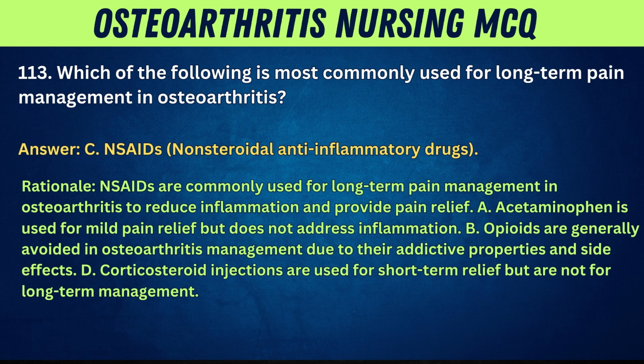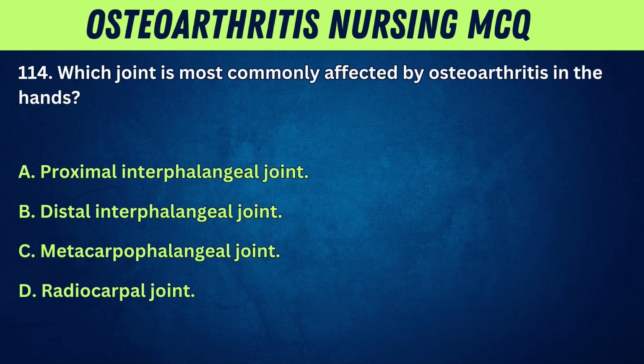A. Acetaminophen is used for mild pain relief, but does not address inflammation. B. Opioids are generally avoided in osteoarthritis management due to their addictive properties and side effects. D. Corticosteroid injections are used for short-term relief, but are not for long-term management. 114. Which joint is most commonly affected by osteoarthritis in the hands?